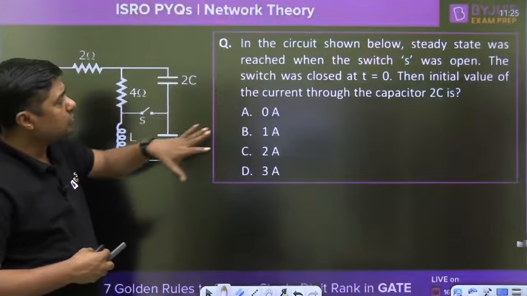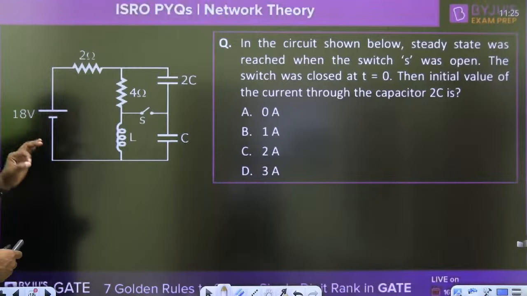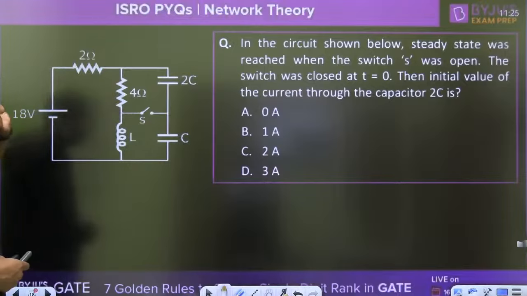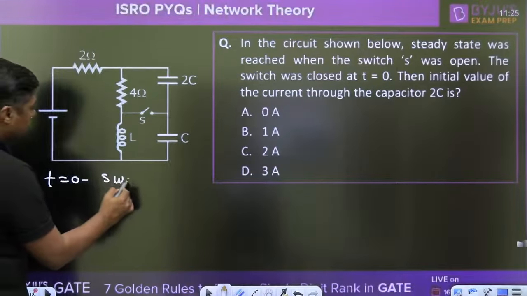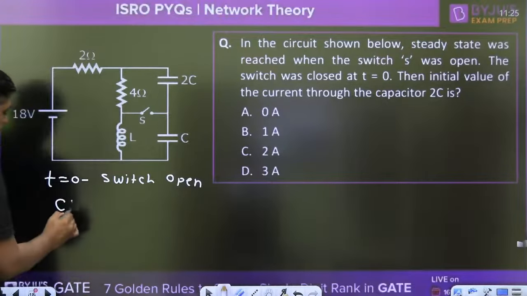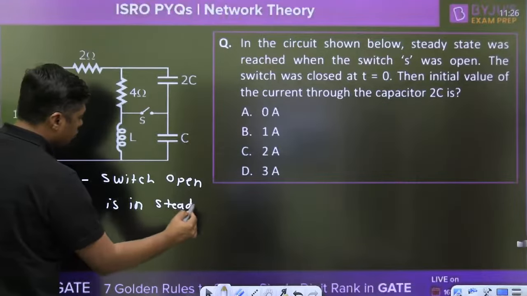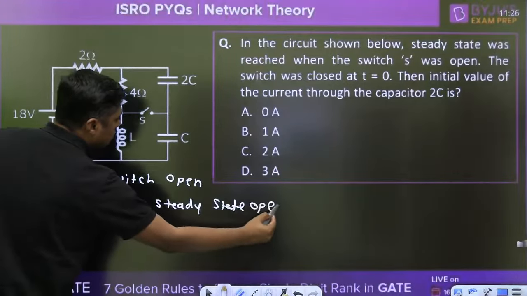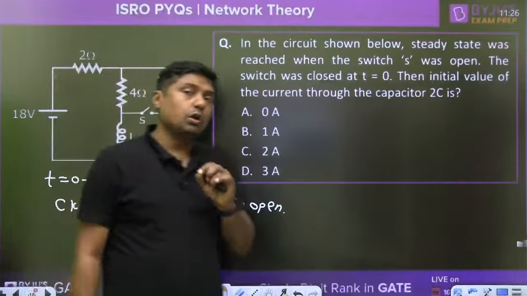In the circuit shown below, this is the circuit. Steady state was reached when the switch S was open. Steady state with the switch S open. So exactly at t equal to 0 negative, the switch was open and the circuit was in steady state with the switch open.